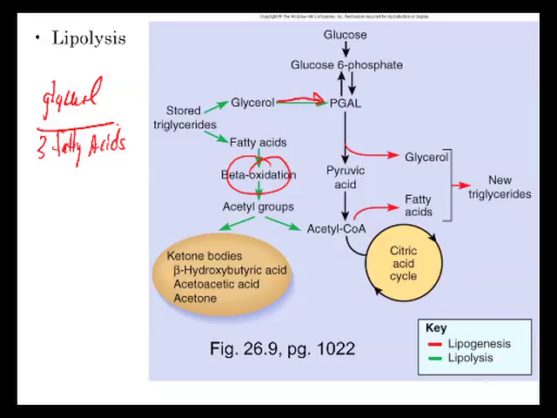And then the product of beta oxidation is actually acetyl-CoA. And that acetyl-CoA enters into the citric acid cycle, just like we saw that the oxidation of pyruvic acid produced acetic acid. That became acetyl-CoA and entered into the citric acid cycle. This is the same acetyl-CoA. It's just produced from a different substrate. So let's take a look at this beta oxidation process.